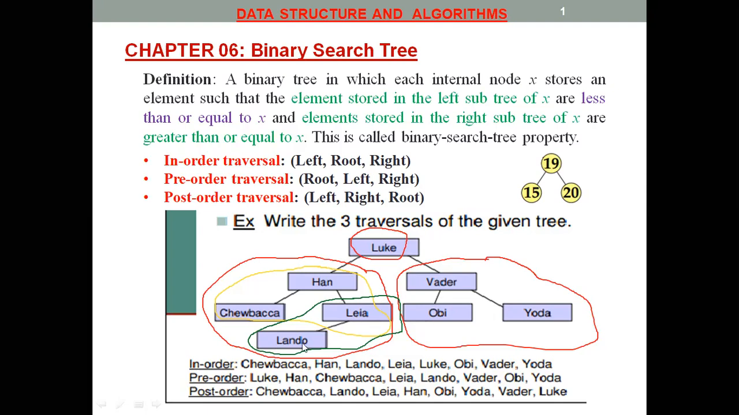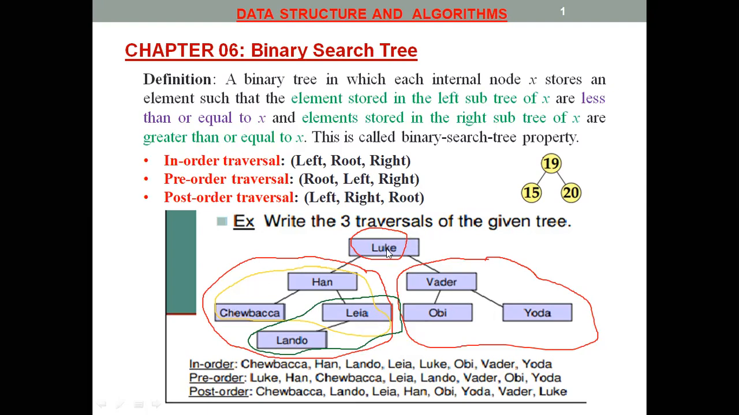So you have to think about this group now. This is a root, and then this is a left, and then this is a right. So in this group, you have to write the root first. Liya and Lando, root and left. You don't have right here, so no problem. Okay, so now this part is finished.